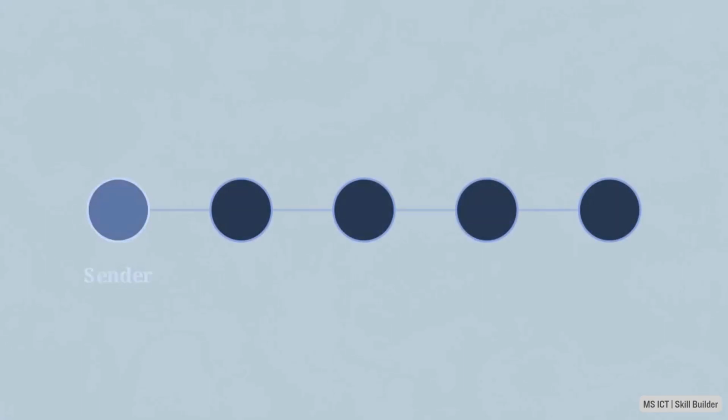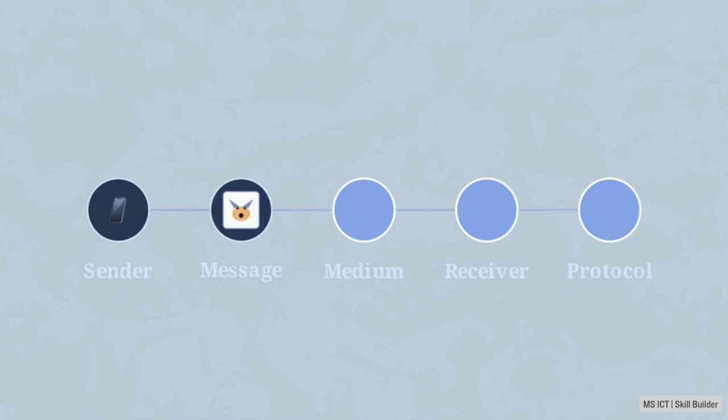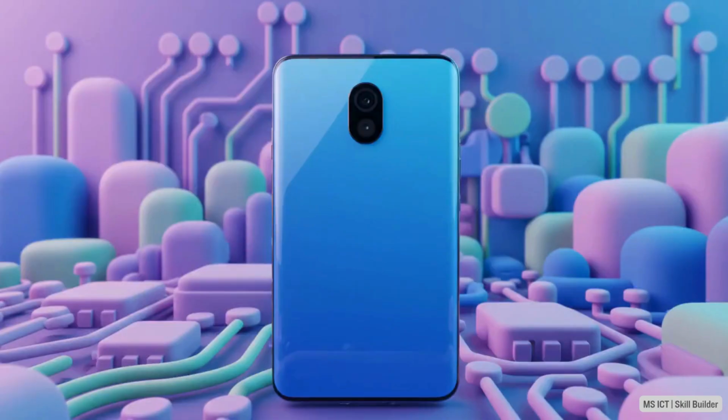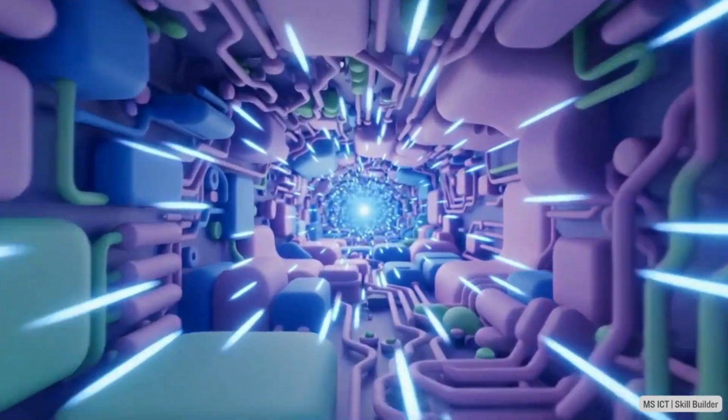Every communication system needs exactly 5 things: a sender, a message, a medium, a receiver, and a protocol. Your phone is the sender. The photo is the message. Cables are the medium. The other phone is the receiver. And software rules are the protocols. To see how this actually works, we need to shrink down and follow that data straight into the hardware.